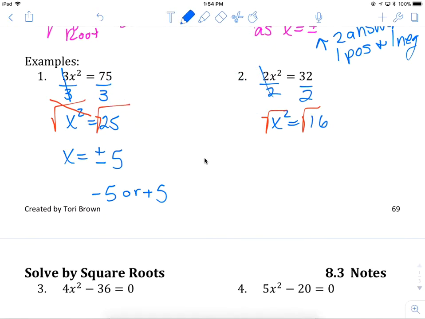16, there we go. We're going to square root both sides, so the square and the square root cancel. We are left with x equals 4, but it's positive or negative 4. Okay. Go ahead and flip to the next page.